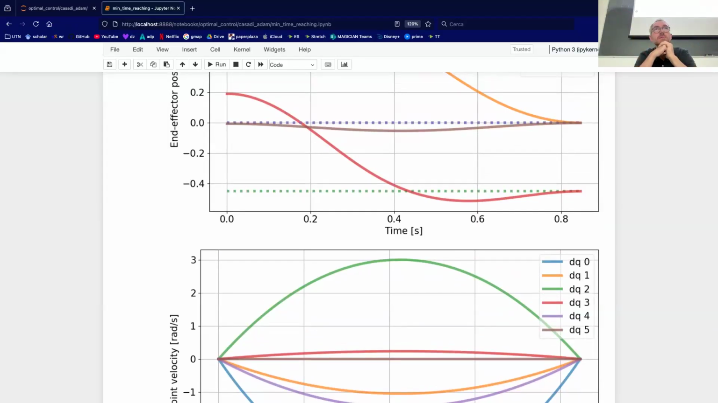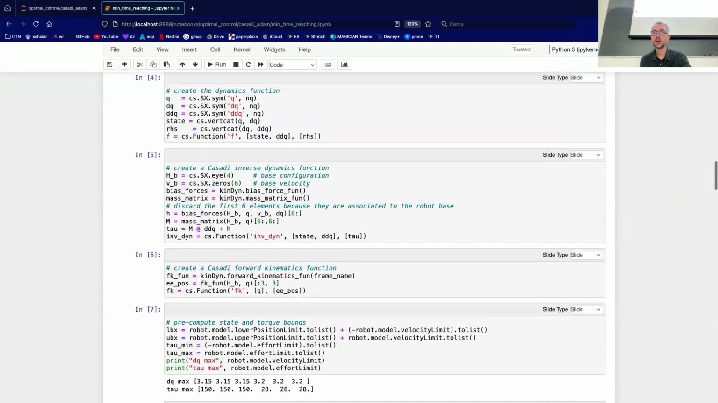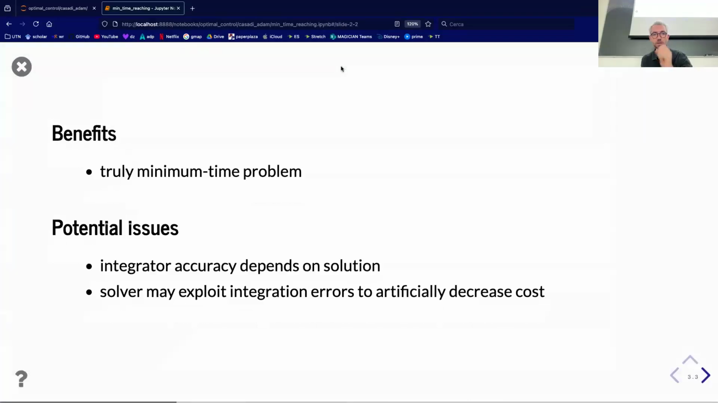Could we make it faster by doing a variable time step length? So you could specify a different time step for every time step. Yes. I think that right now we're having a fixed one for all. Yeah, we have a fixed time step for the whole horizon. Yes, I think you can do that, definitely. I don't think it's a good idea because of this issue here, which I mentioned: that the solver may exploit integration errors to artificially decrease the cost.